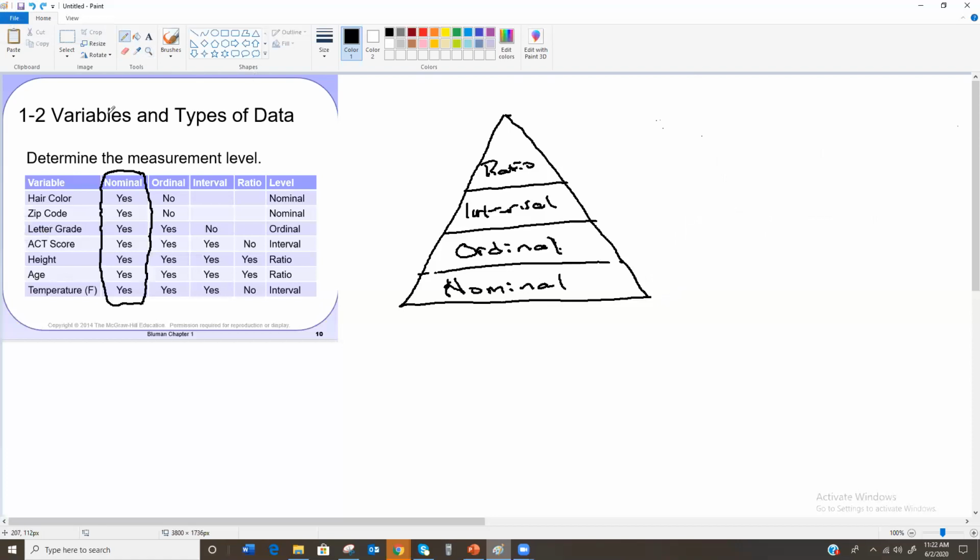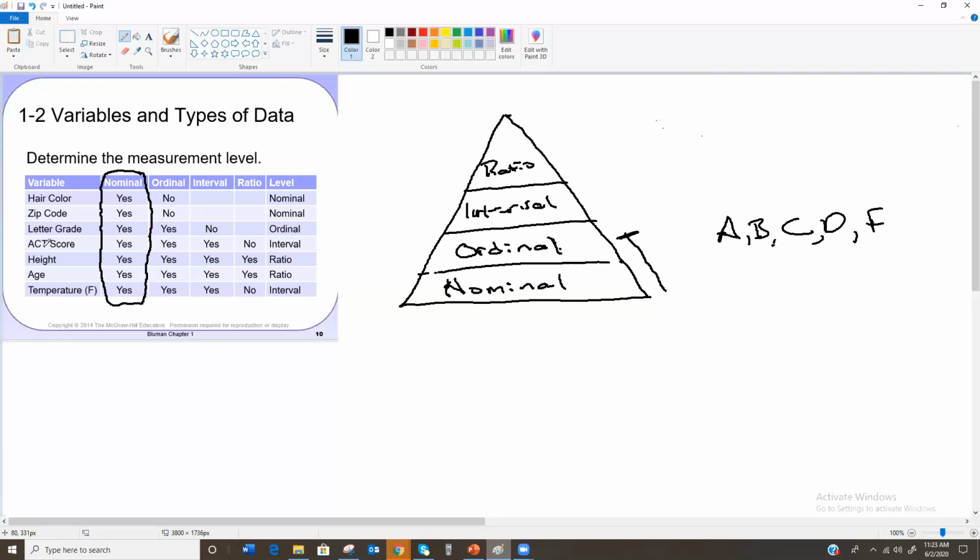Okay, so now let's look at one that does reach a higher level. What about a letter grade? Is a letter grade nominal? Yes, because everything's nominal, right? Does it reach the ordinal level? Can we order letter grades? Yes. But does it reach the interval level or the ratio level? No, because we talked about that, 0 to 59 is an F and 60 to 69. The intervals are not equal. So we just have to stop at that ordinal level of being able to say A comes before B, comes before C, comes before D, comes before F.